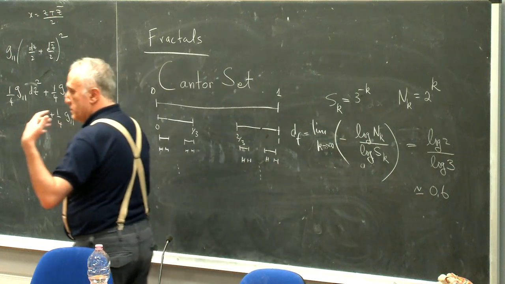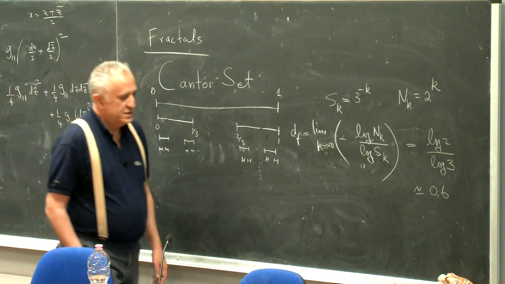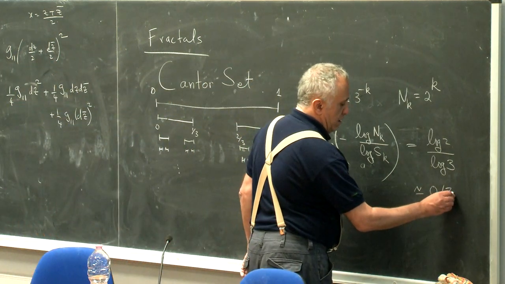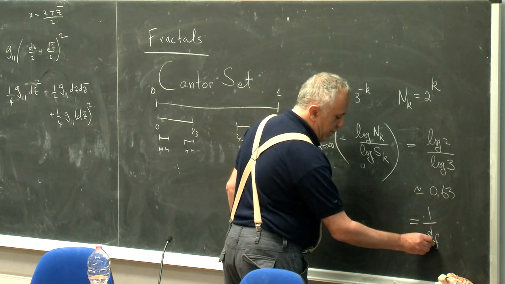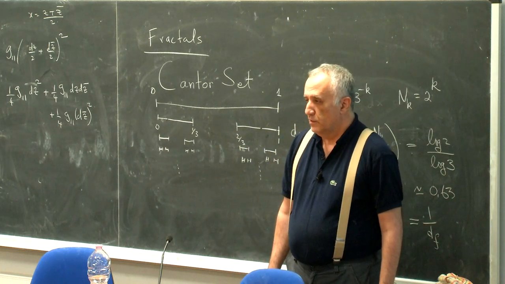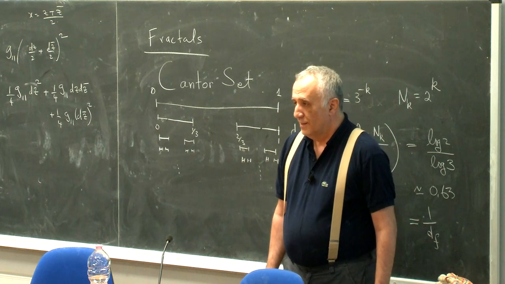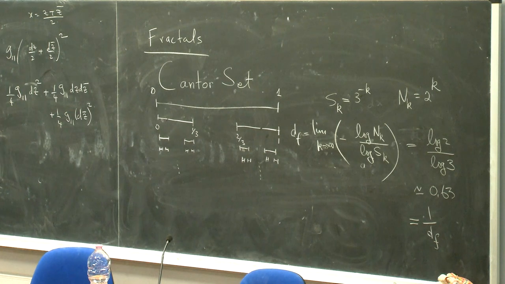Has anyone done the numerics? What is 0.6 what something? Does anybody know the next digit? 0.63. And it is equal to the fractal dimension of what? Sierpinski triangle.